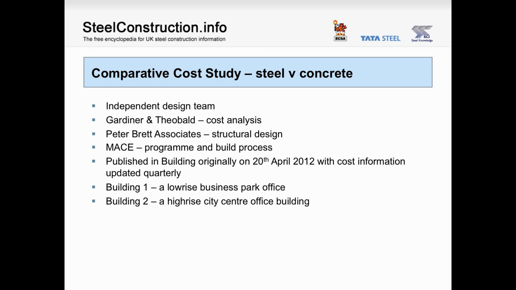It considers 2 buildings, Building 1, a low-rise business park office, and Building 2, a high-rise city centre office. We'll look at each in turn briefly here, but there's a lot more background information on the steelconstruction.info website, where you can find the original published article too.